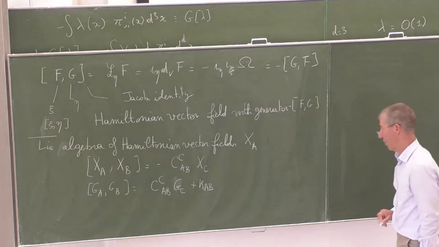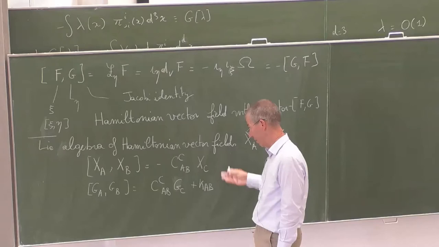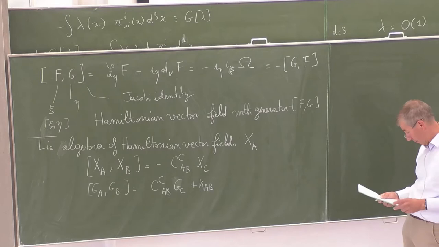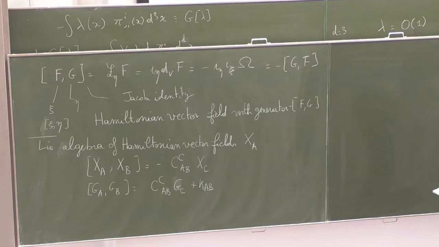So in general, that is of course something known in classical mechanics, that you might have central charges when you compute the bracket of the generators. And this central extension is constrained by the Jacobi identity.